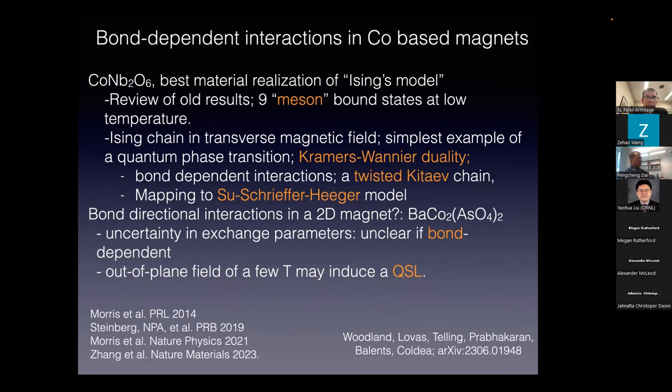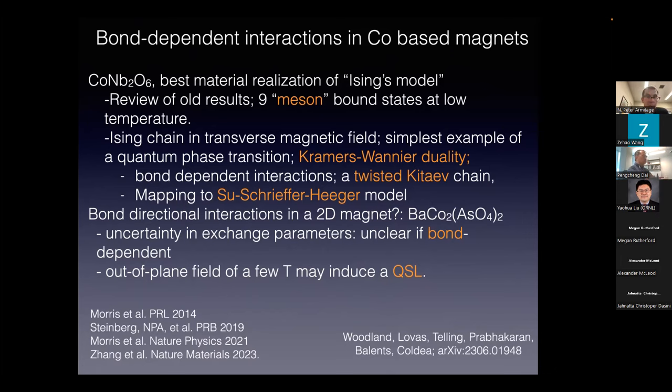But one of the things that came out of this was the realization that there are strong bond-dependent interactions, in a way very similar to that predicted by Sato and Liu and Khaliullin. There's some interesting physics there by itself. I talked a little bit about the Su-Schrieffer-Heeger model, and then I brought it back around to Kitaev and asked whether we could see similar bond-dependent interactions in barium cobalt arsenic. I think there is a lot of interesting physics to do in barium cobalt arsenic. It is uncertain, in fact, if the exchange interactions are bond dependent, but I think there's some evidence at reasonably small fields, at least spectroscopically, that an out-of-plane field of only a few tesla may induce a state which is a quantum spin liquid.